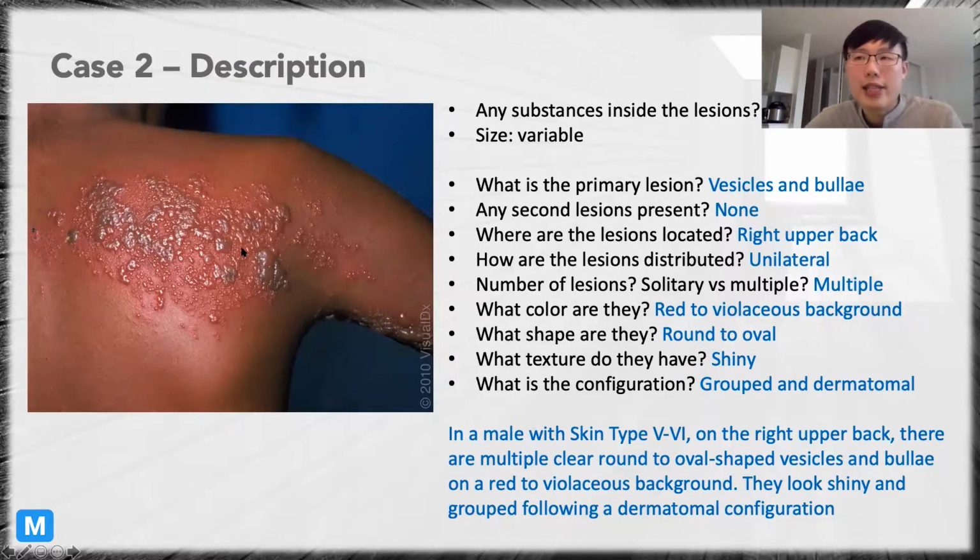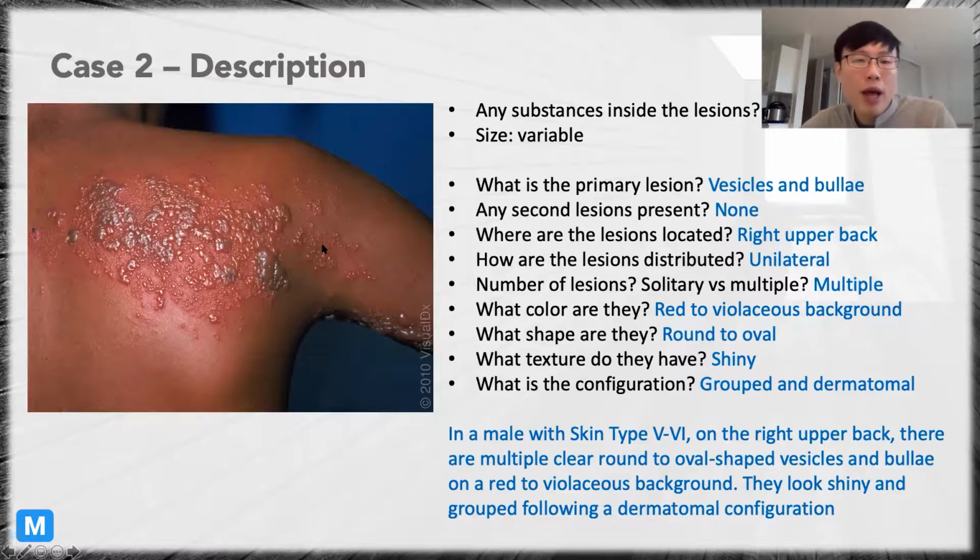And then texture is shiny, and configuration is grouped. It's not spread out, it's more grouped over the upper back. And more importantly, it's dermatomal, which means it follows the dermatome.